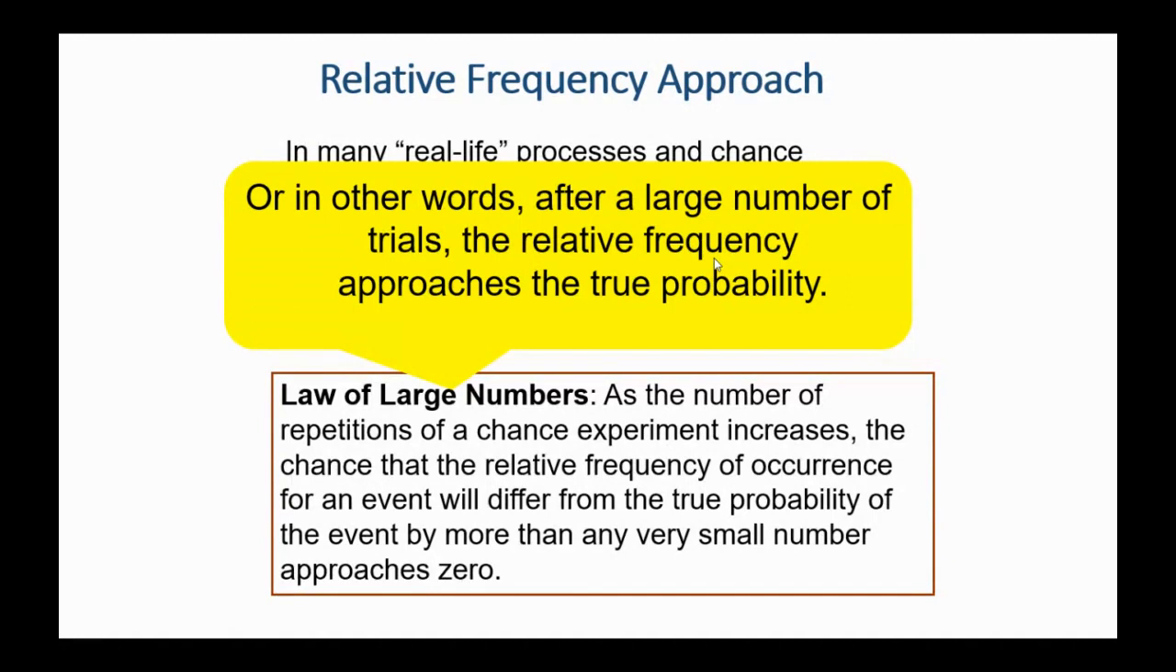So that's why on our heads and tails graph, once we started getting out past 1,000, it started getting really close to 0.5 and then just stayed there. Maybe it went a little above, a little below, but it pretty much stayed at 0.5.